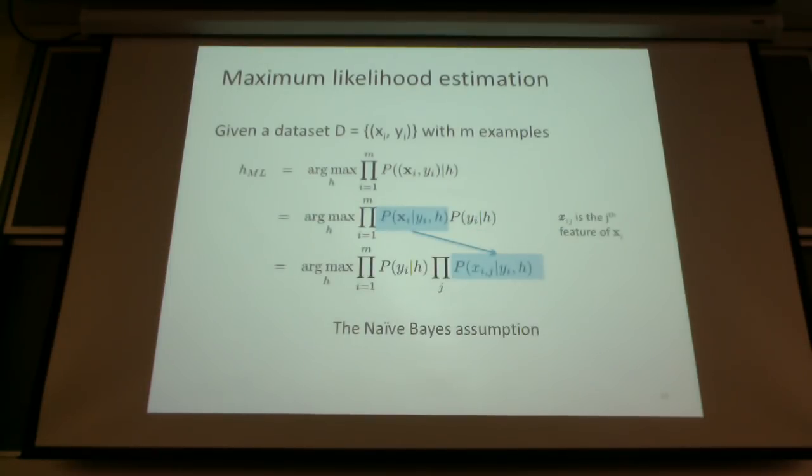P of x given y and H is simply the product over all j's of P of xj conditioned on y and H. H is just the classifier that we have. This is where the subscripts get a little bit hairy, but this is the instantiation of the naive Bayes assumption. We needed the likelihood of the example, that's the box on top. But the likelihood of the example conditioned on the label is simply the product over every feature.